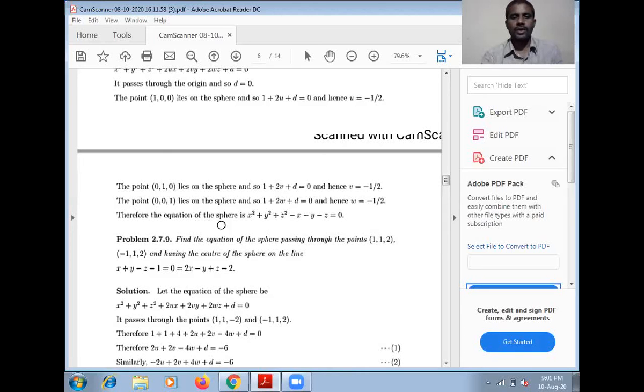So therefore, for the equation of the sphere, we now know u, v, w and d. Substitute into the general equation of the sphere, x square plus y square plus z square plus 2ux plus 2vy plus 2wz plus d equal to 0. Here u equal to v equal to w equal to minus 1 by 2 and d equal to 0. Now substituting, we get the required sphere equation: x square plus y square plus z square minus x minus y minus z equal to 0.